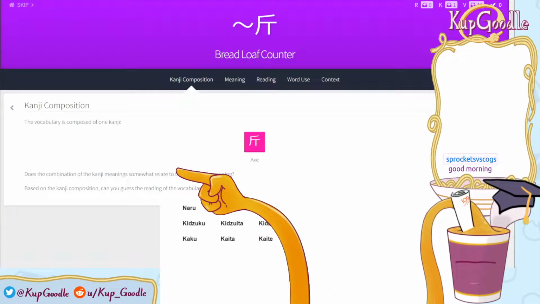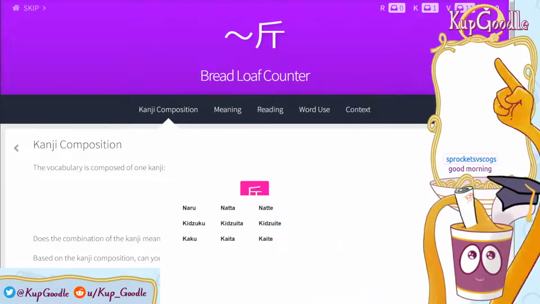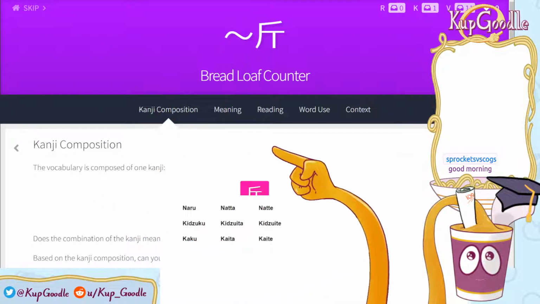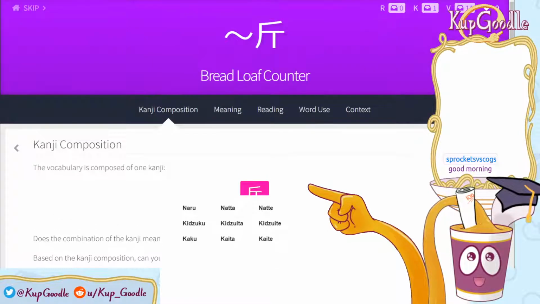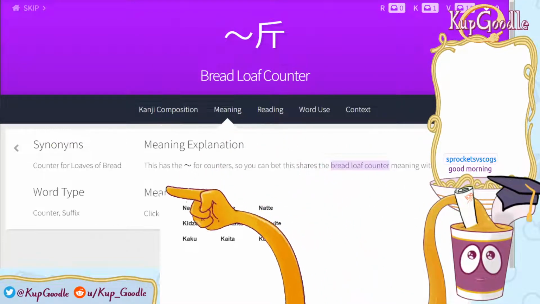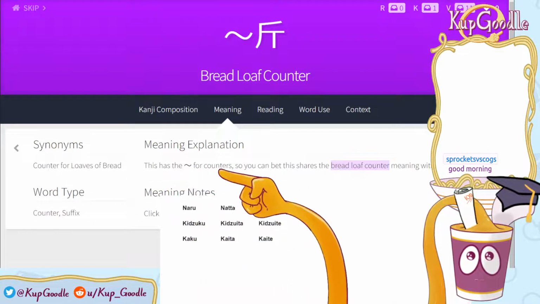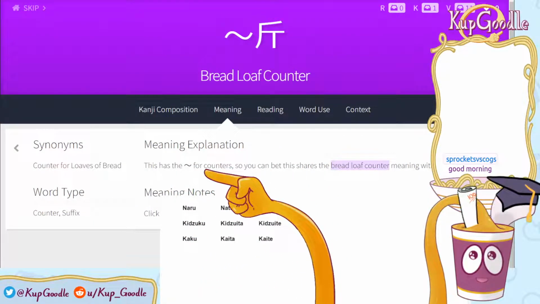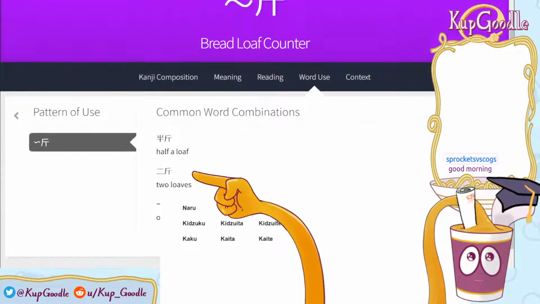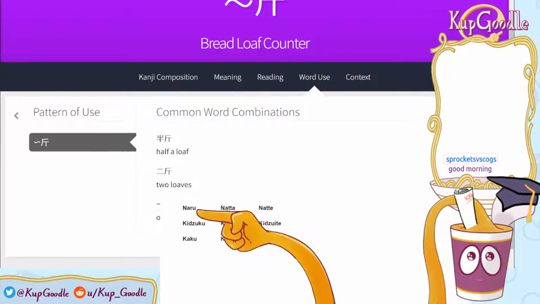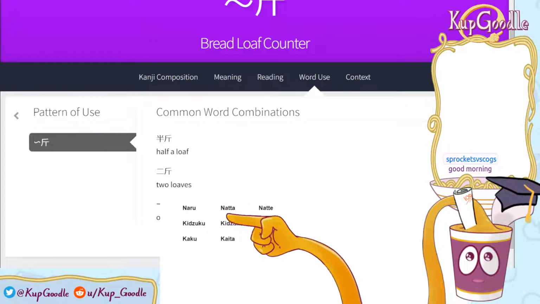Bread loaf counter. Let's increase the size of this. Bread loaf counter. Counter for loaves of bread. Yeah, loaves of bread get their own suffix to count with. Half a loaf is hankin. Two loaves is nikin. One loaf is probably ikin.